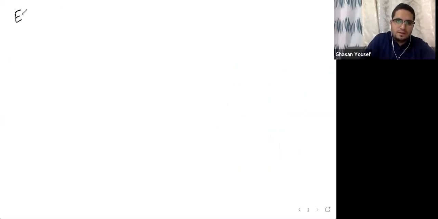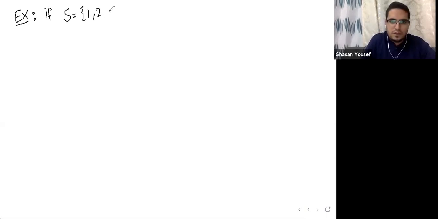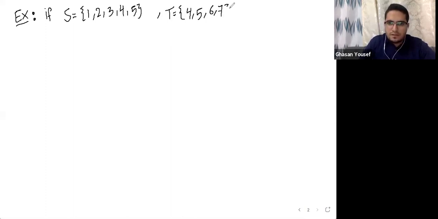Here is the example. Suppose I have 3 sets. The first set, S, equals 1 to 5: 1, 2, 3, 4, 5. And the second set is T equals 4, 5, 6, and 7. The third one is V equals 6, 7, and 8.